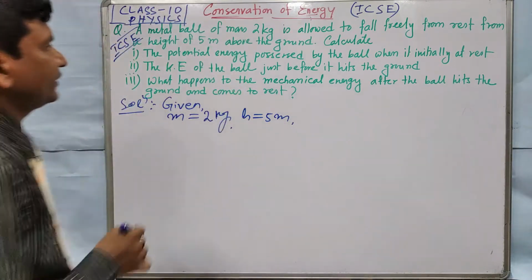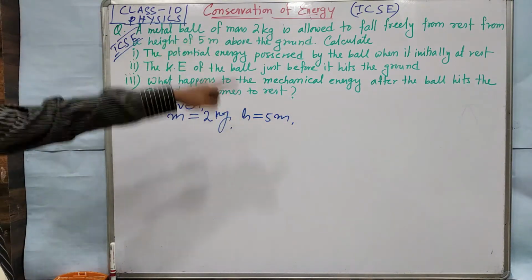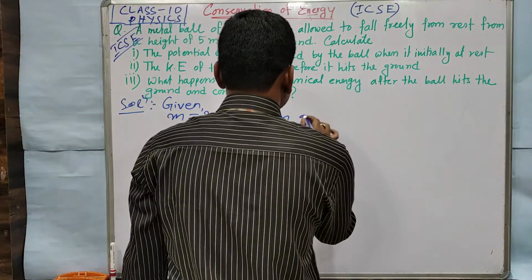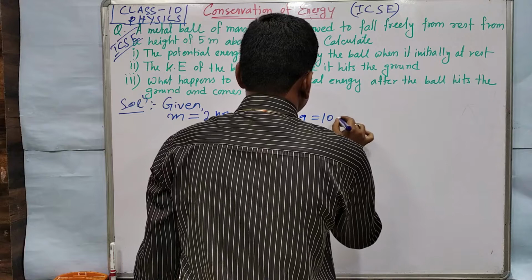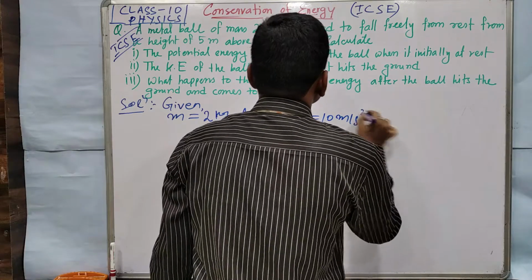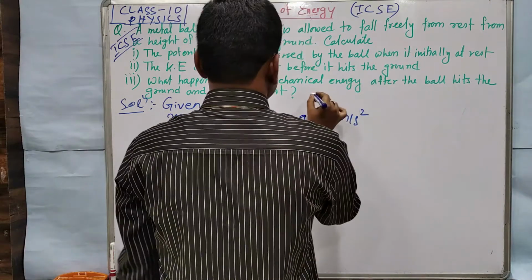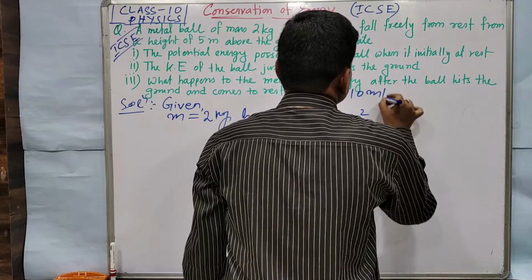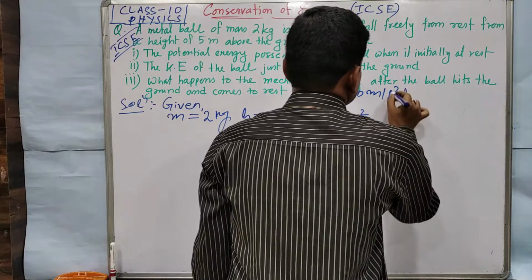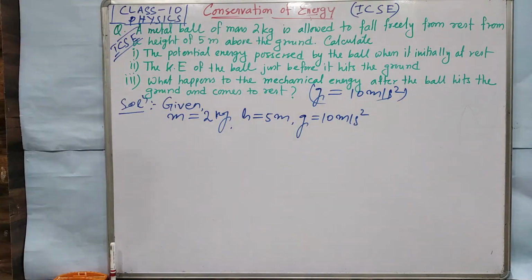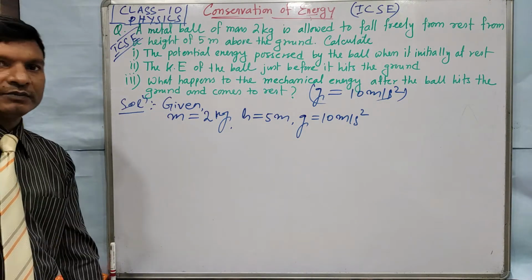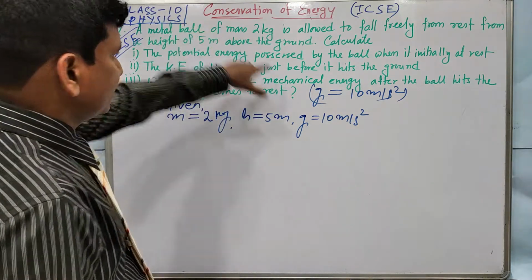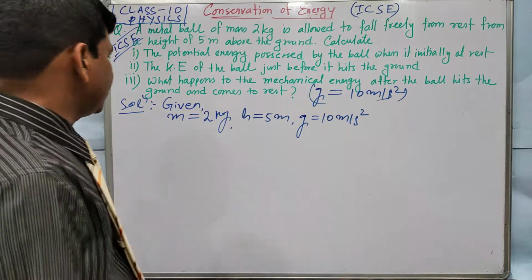Then what else is given? Okay. Then g, the value of g is also there. g is equal to 10 meter per second square. So here I am writing g. This value will be given to you, 10 meter per second square. The value of g will always be mentioned to you. In some cases it will be 9.8, in some cases it will be 10 meter per second square. So in this particular situation it is given 10 meter per second square.